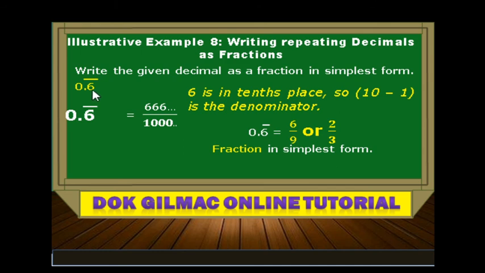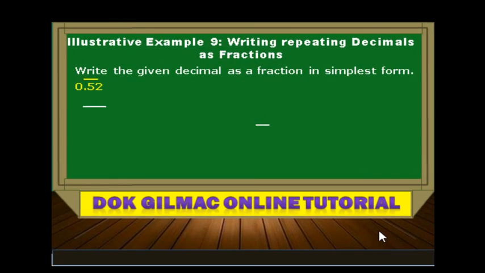Okay, take note, 0.6 is in the tenths place. So you just subtract 10 minus 1. So we have 9. So 6 over 9 or 2/3. Now let's have another example. Illustrative example number 9. Writing repeating decimals as fractions. Write the given decimal as a fraction in simplest form.